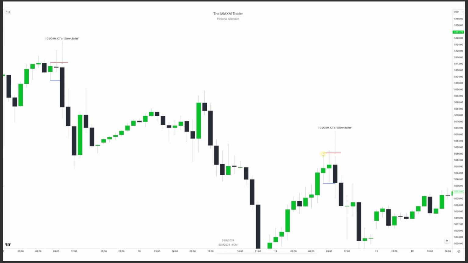Same thing down here. We've got that 8 a.m. candle, right, gets raided by the 9 a.m. candle. And again, important, we want to be closing inside of this first candle's range. Then we know we can target that candle's low. And that is the 10 a.m. ICT silver bullet time window.